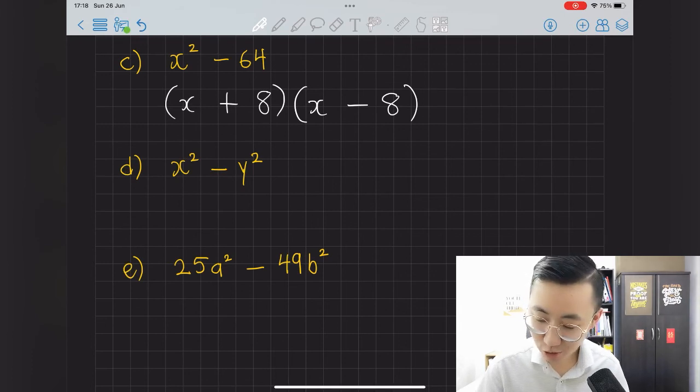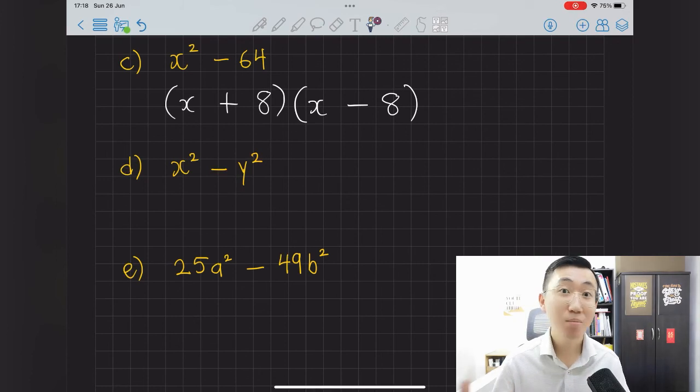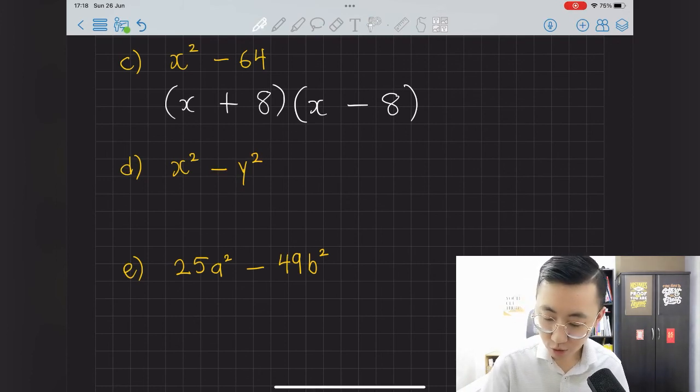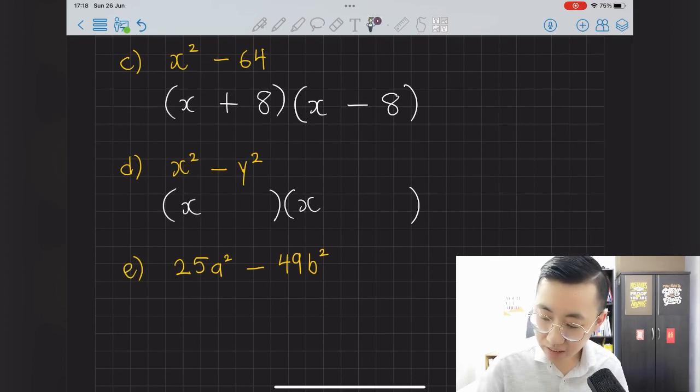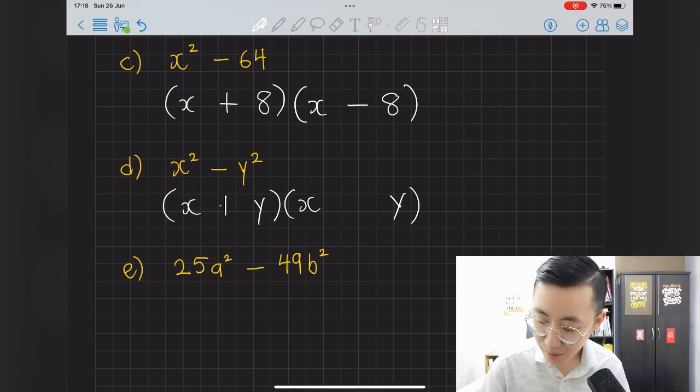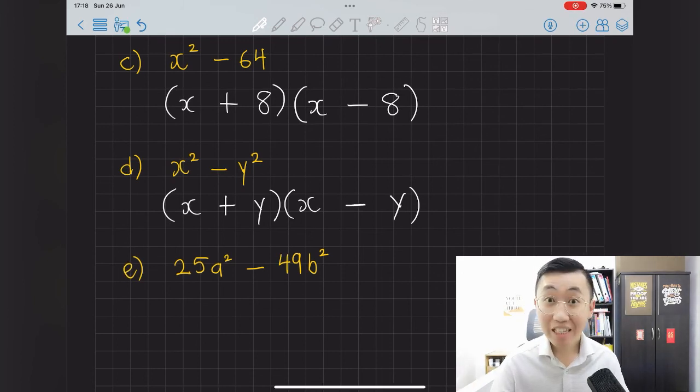Alright, so let's do question D. Sometimes it's not a number on the right hand side, but that doesn't mean this is not example 5, difference of two squares. So how do we do this question? Once again, you lay out your double bracket, and then you think about what times what will get you x squared. That will be x. And one more time, what times what will get you y squared. So you just lay out y and y. Then don't forget to put plus and minus. So that's how you do question D, right?